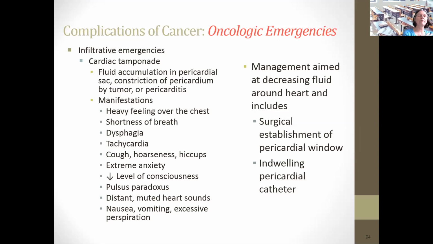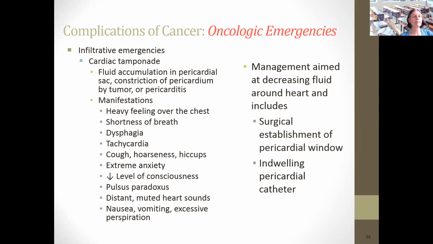The patient's going to complain of chest pain, heaviness, shortness of breath, difficulty swallowing, difficulty breathing, cough, anxiety. Something's wrong. I don't know what it is, but something's wrong. Their pulses will have very high variability, pulsus paradoxus, where their pulses get weak and stronger, weak and stronger. Heart sounds will sound distant and muffled.